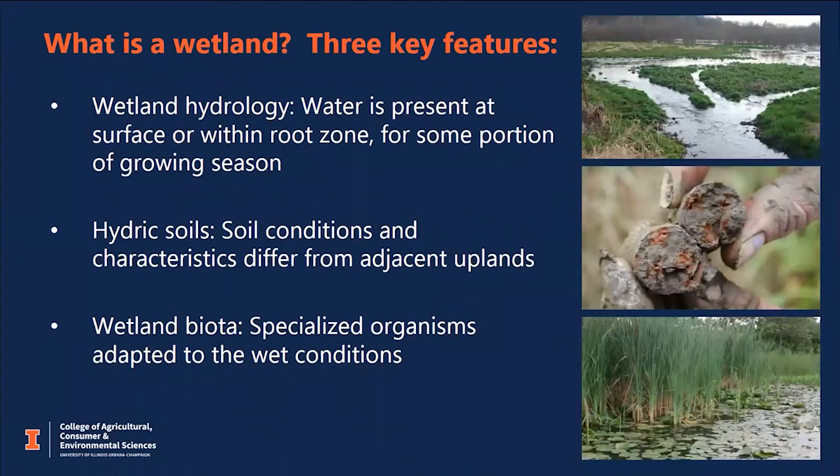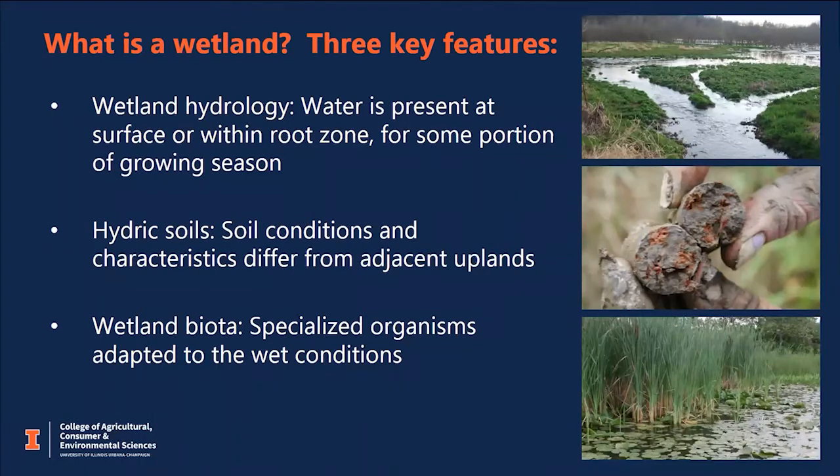So what is a wetland? There are different definitions of wetlands for different purposes, whether those purposes are scientific definitions or legal definitions, but most modern definitions of wetlands really stand on three key pillars. And those are water, soils, and organisms. Wetlands are wet, hence the term wetland.